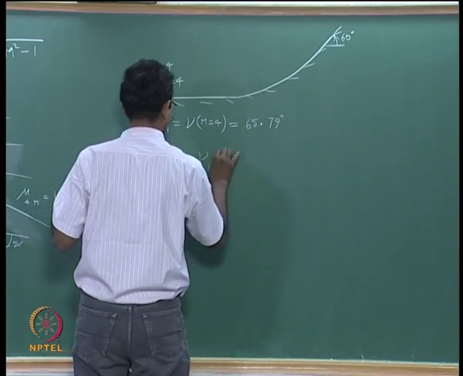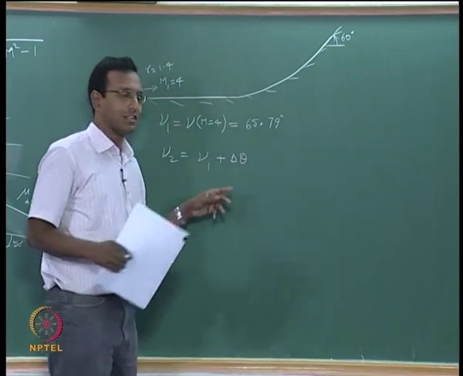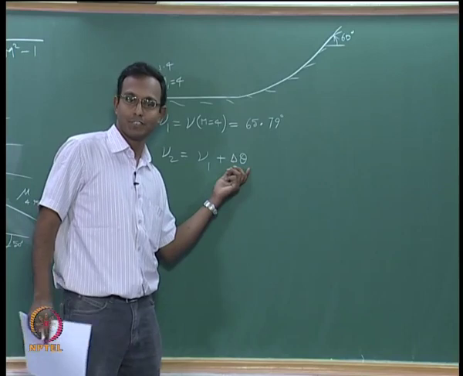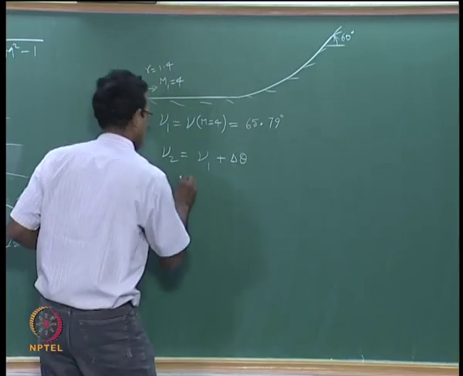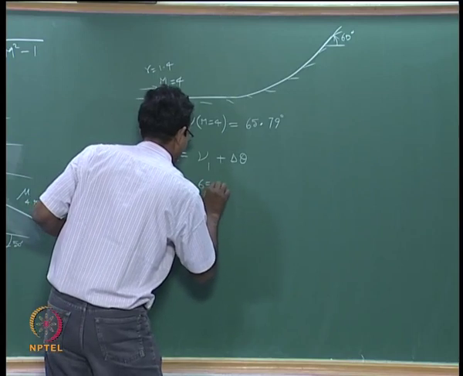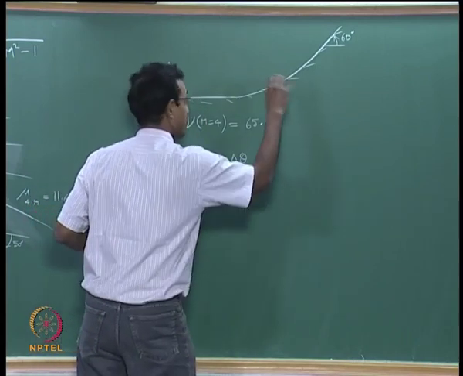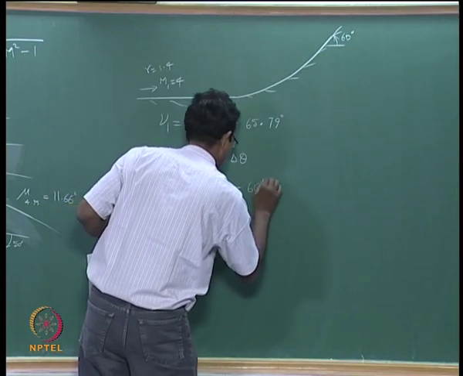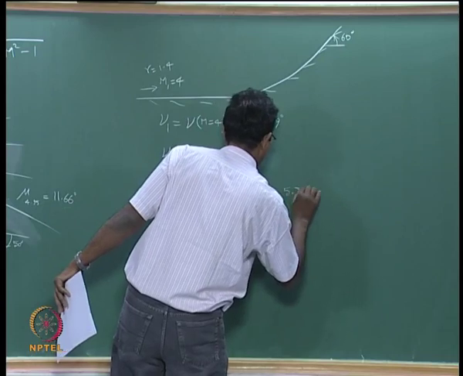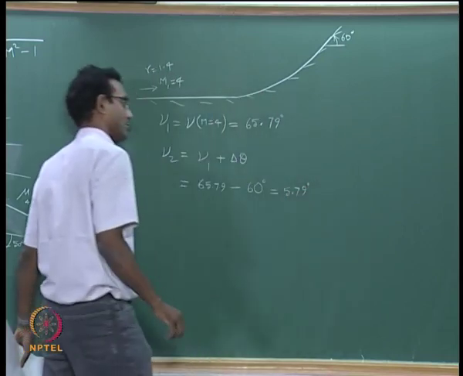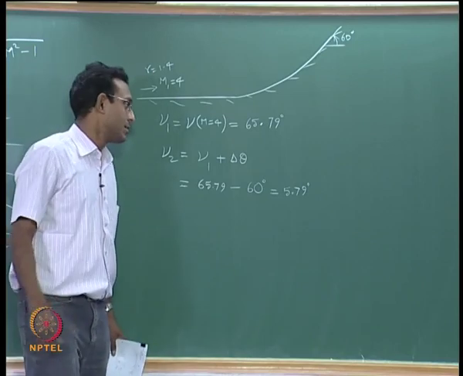Nu2 equal to nu1 plus delta theta, but by our convention delta theta is the amount of expansion. In this case it is compressing, so I have to give a negative value for this. 65.79 minus that 60 degrees we said, which happens to be 5.79 degrees. This is what I am going to get, 5.79 degrees.